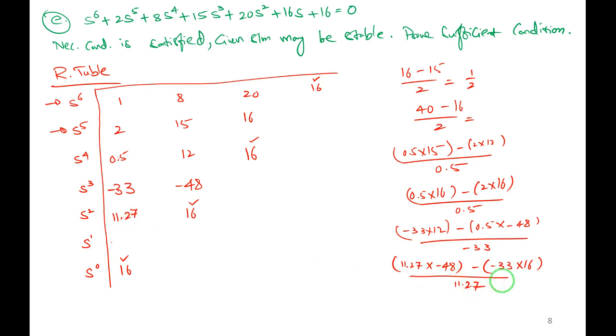So we'll calculate this. 11.27 into minus 48 close bracket minus of open bracket minus 33 into 16. So I am getting it as minus 12.96 divided by 11.27. So I am getting it as minus 1.149, right? Minus 1.14, right?